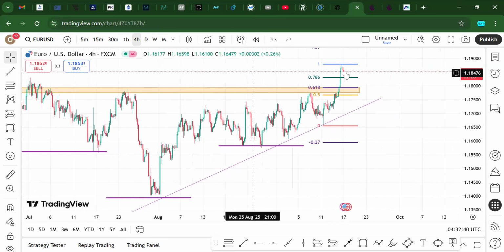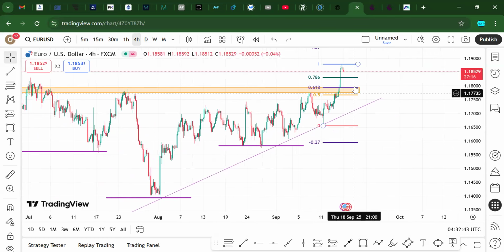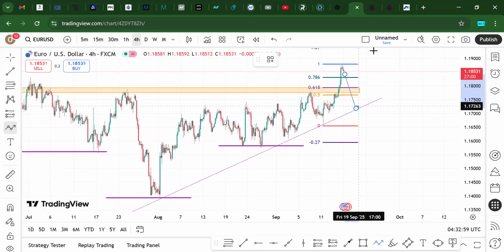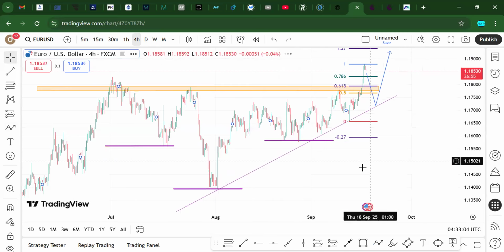So all we now simply need to do is to patiently wait for price to come back into the zone, and then we start looking for our entries. Or better still, we can patiently wait. Price could get into the zone, come down because a lot of people will be waiting here, could grab a lot of liquidity, come back to make another touch of the trend line before heading upwards. So this is my simple take on Euro USD.